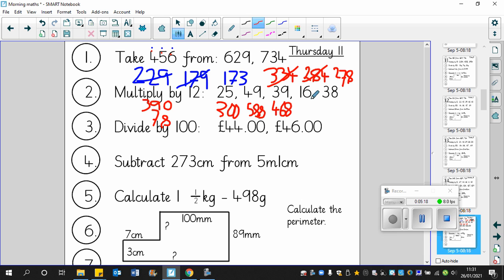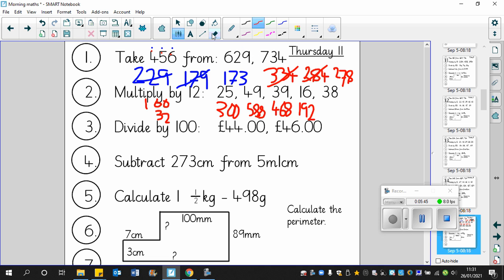There we go. Next one, 16. 16 times 12, 160, what's that, 192, I think, isn't it? So 160, yeah, it is, it's 192. Plus 2 lots of 16 is 32. And 160 plus 32 is 192. Yeah, there we go.